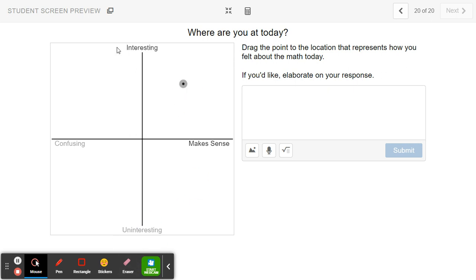If you like it and it's interesting and it makes sense, it goes over here. And if you aren't sure, right, you can put it over on this side. The further away from the origin means the more confusing, right? So just maybe elaborate. That means give me some more ideas on how you're feeling about this topic. All right. Thank you.